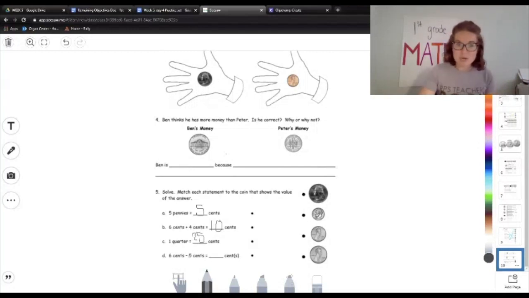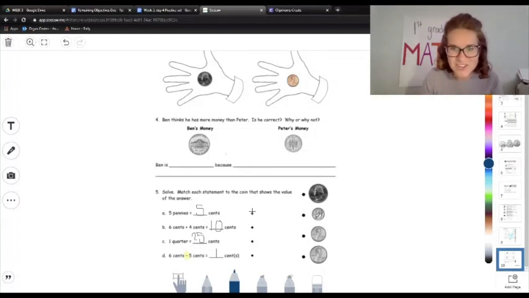Ooh, I see a subtraction. Look at that subtraction sign right there. 6 cents minus 5 cents. So they have 6. They're taking away 5. How many would be left? How many cents are left? Just 1. Okay, so now let's match. Which of these coins is worth 5 cents? The nickel. Uh-oh, I think that should be a nickel.